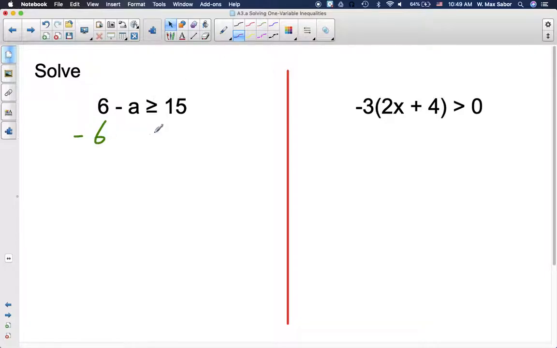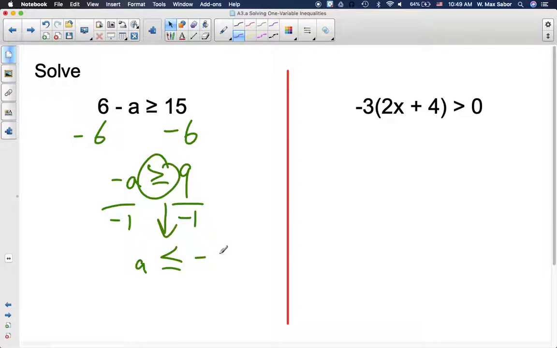Here, we subtract 6 from both sides. We get negative a is greater than or equal to 9. Divide by negative 1. Get a. Remember that negative a is the same thing as negative 1a. A is less than or equal to negative 9.